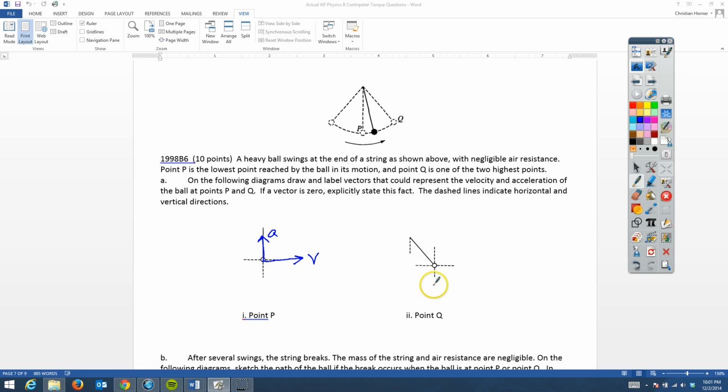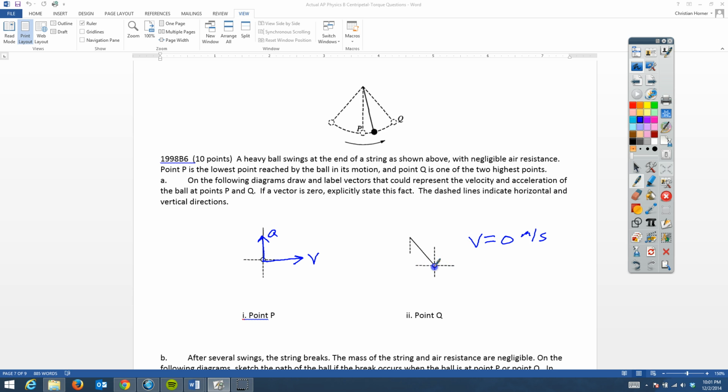For point Q, we're going to do the same type of thing. What we know is that the velocity of this thing is actually zero. So our velocity is equal to 0 meters per second. And it did say if a vector is zero, explicitly state this fact. So explicitly stating it is just showing it right here.